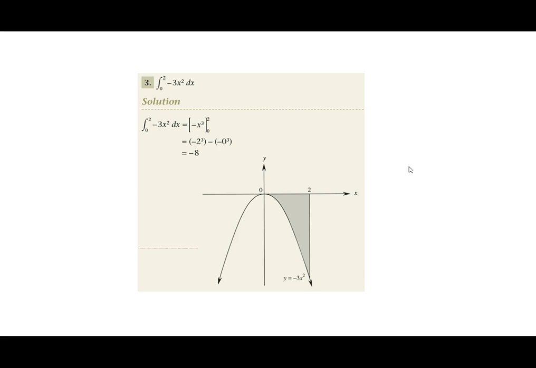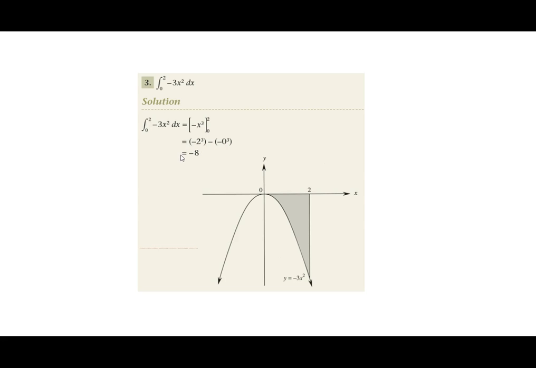Integral from 0 to 2 of minus 3x squared dx. Now minus 3x squared you probably will recognize as being a concave down type parabola. Okay, let's see what happens in this case. The integral of minus 3x squared is minus x to the power of 3. And the range is between 0 and 2. Substituting these into our function, minus 2 cubed minus 0 cubed gives you minus 8.